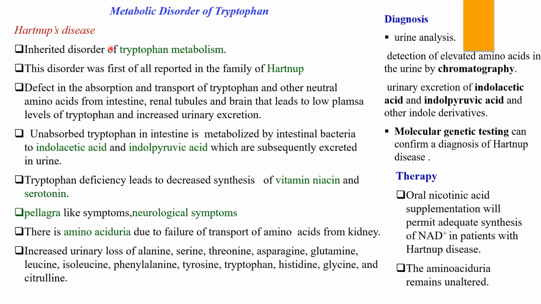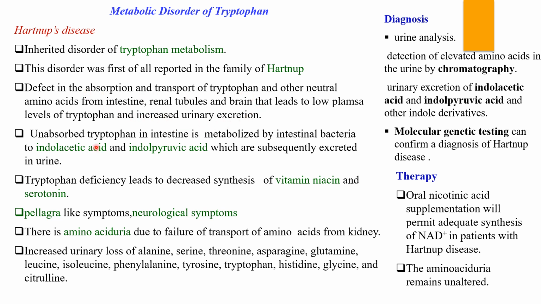So move on to the metabolic disorders of tryptophan, that is Hartnup's disease. It is an inherited disorder of tryptophan metabolism. The name Hartnup disease is derived because it was first detected in the Hartnup family. The defect lies in absorption and transportation of tryptophan and other neutral amino acids from the intestine, renal tubule, and brain, which leads to a low plasma level of tryptophan and increased urinary excretion.